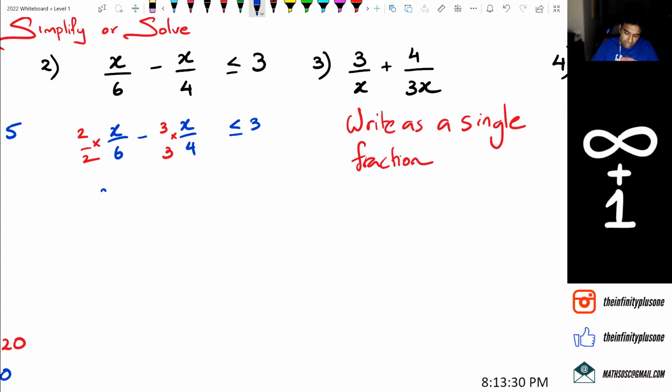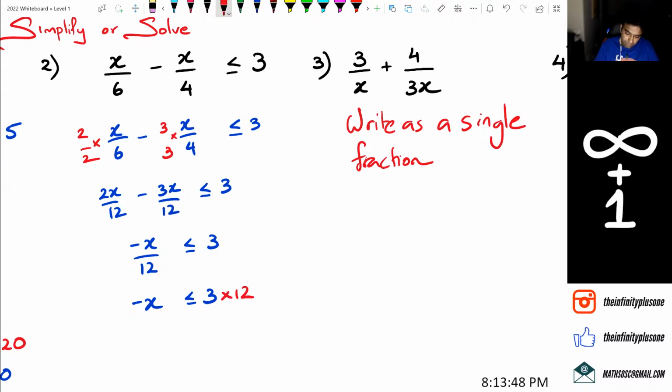Once that's done, we can actually have 2x over 12, take away 3x over 12, less than or equal to 3. So we've actually got negative x over 12 is less than or equal to 3. So negative x is less than or equal to 3 times 12, and we've got negative x is less than or equal to 36.